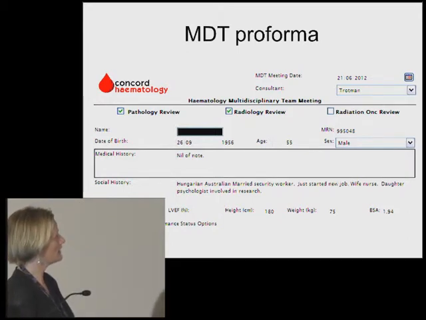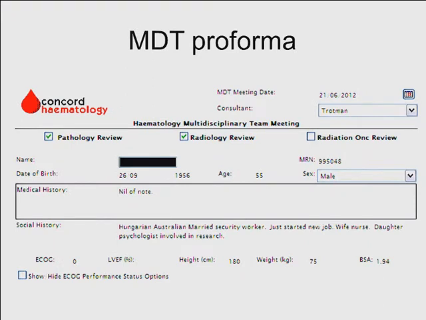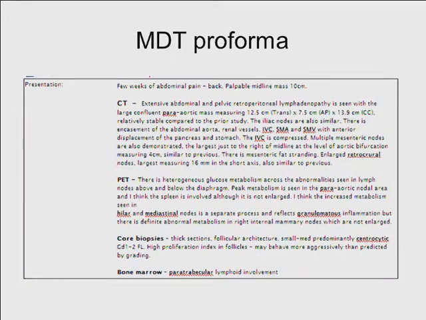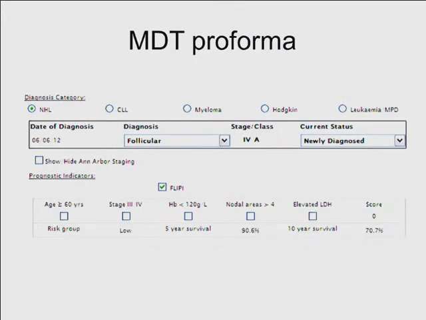Here is a patient of mine who I wish radiology and pathology to review, and this 55-year-old previously well Hungarian-Australian security worker has an ECOG performance status of 0. He presented with a few weeks of abdominal pain. I felt a mass, and the CT, PET scan and core biopsies confirmed he had a low-grade follicular lymphoma.